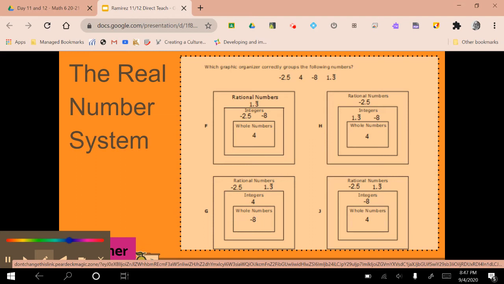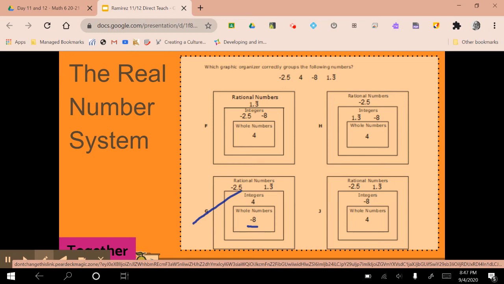Okay, so let's look at the whole numbers. Whole numbers must be counting numbers. So think of 1, 2, 3, 4, 5, 6, 7, and so on. So what answers do not have counting numbers in them? G. G has a -8 in the whole number box. -8 is not a whole number. So we're going to eliminate G.